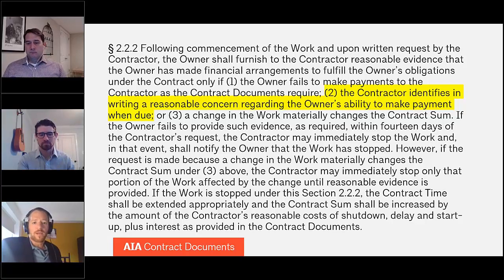So moving on a little bit, I won't read the rest of section 2.2, but there are a couple of important things I'll just briefly touch on. First, if the owner has not provided reasonable evidence within 14 days of the contractor's request, the contractor has the right to immediately stop the work, provided that the contractor notifies the owner of that stoppage. Now, Mike, just real quickly, I know you've fielded this question a few times in the past, but what does the contractor have to do to satisfy that notice requirement?